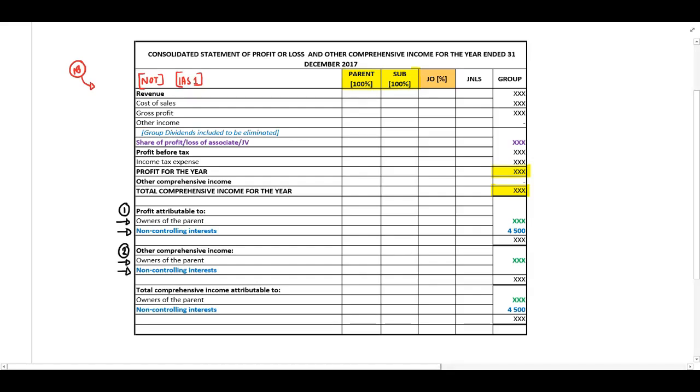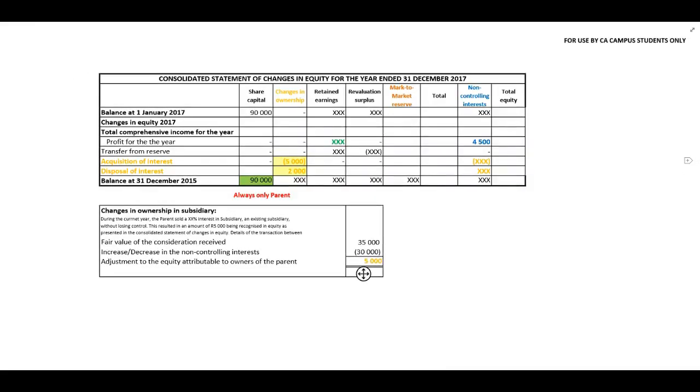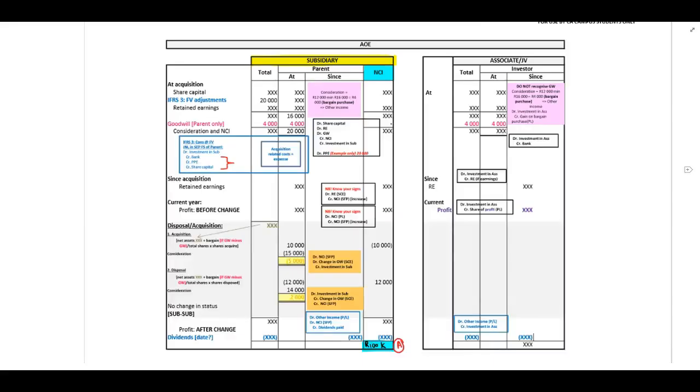This profit for the NCI, the 4,500, should agree to your statement of changes in equity. Therefore, guys, in your statement of changes in equity, you will have a non-controlling interest column, and then the profit for the year shall be included, 4,500. And remember that this should agree to your analysis of owner's equity. Remember, we are only looking at the current year's portion.